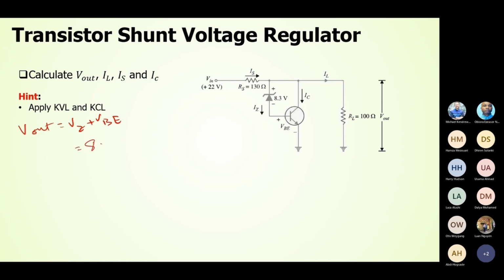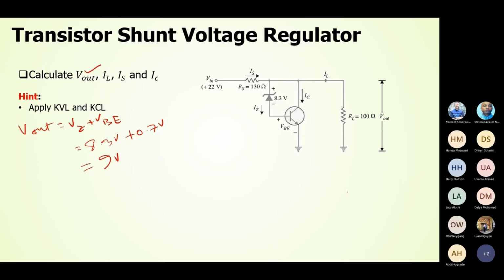Now, what is Vz? 8.3 volt. And what is Vbe? If no value is given, you can always assume 0.7 volt. So you get 9 volt. Clear? So this one is solved.